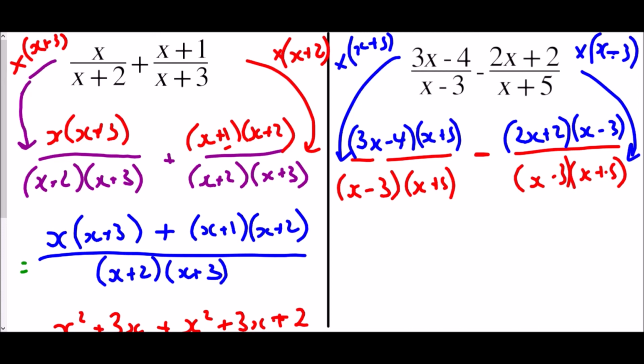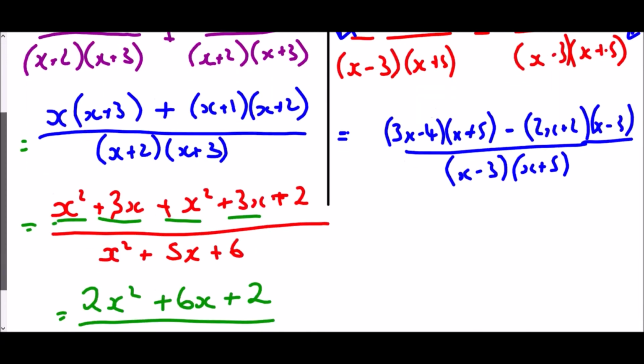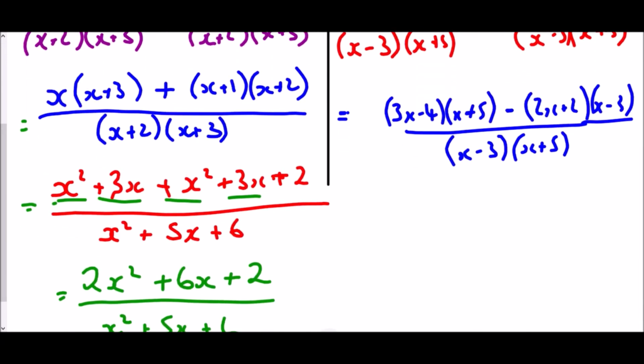And again, we can now write that as a single fraction. And so this is everything that's at the top here. So 3x take away 4, x plus 5, that is going to be take away 2x plus 2, x take away 3, and it's all going to be over x minus 3, x plus 5. And so then we need to go through the process of expanding.